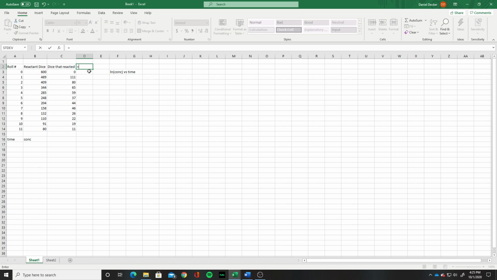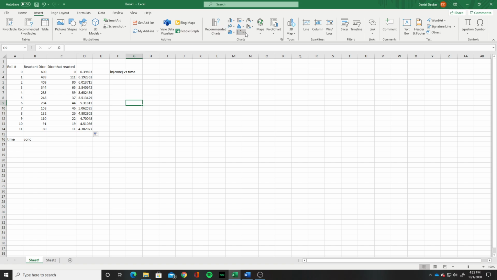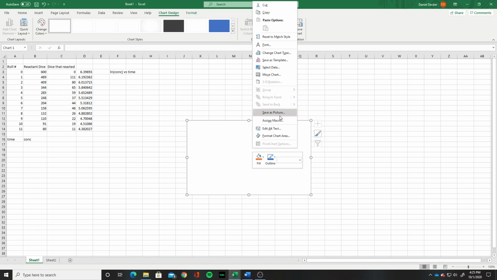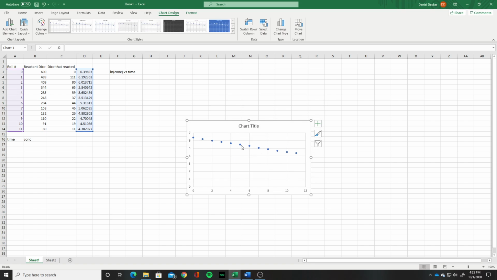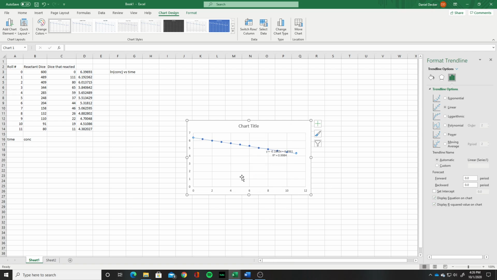And so we're going to go ahead and make another column here. This is going to be equal to ln of that column. I'm going to take the natural log of that, let it do the math there, and I want to insert a scatter plot. So I'm going to select the data here. We should have for our x number of rolls, and for y the natural log. And what do you know? We got a relatively straight line.